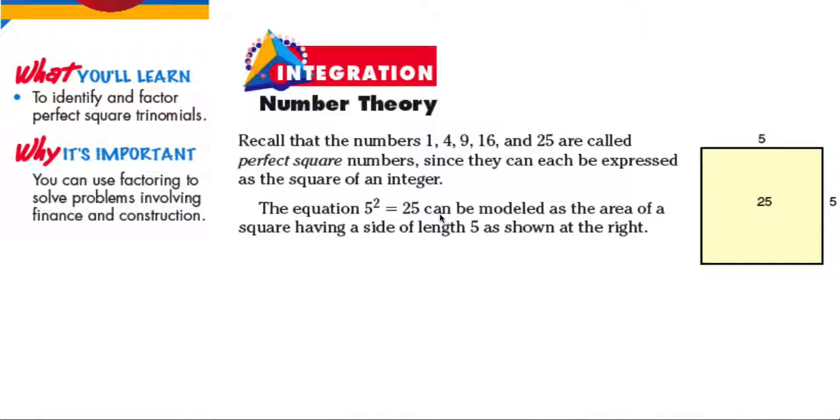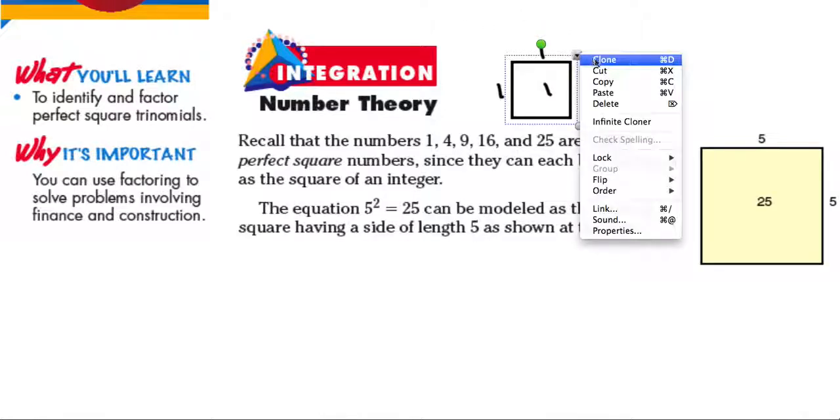Recall that the numbers 1, 4, 9, 16, and 25 are called perfect square numbers since they can be expressed as a square of an integer. So 1 is a perfect square because 1 times 1 means the dimensions of my square will be equal to 1. That's why the area is 1. And same thing with 4.